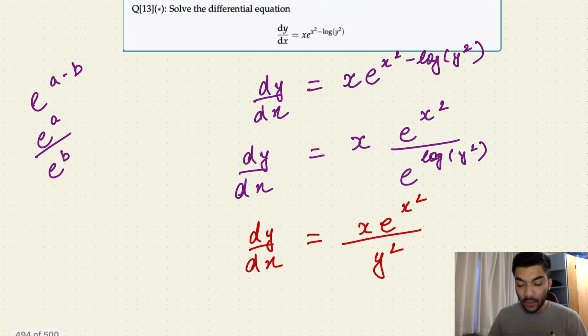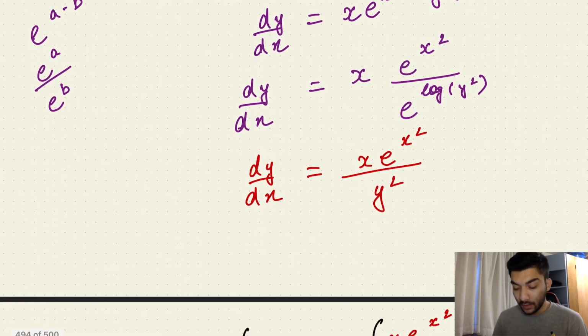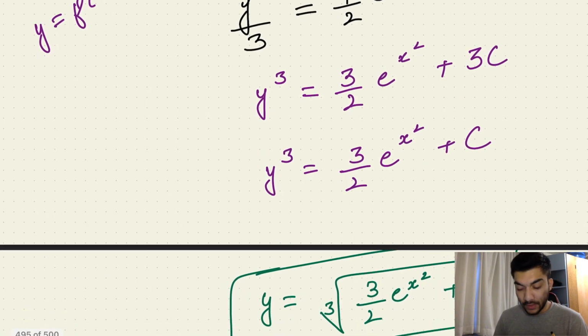So that was a simple problem. You just had to simplify the right hand side and separate the similar expressions on each side to get the final solution to your differential equation.